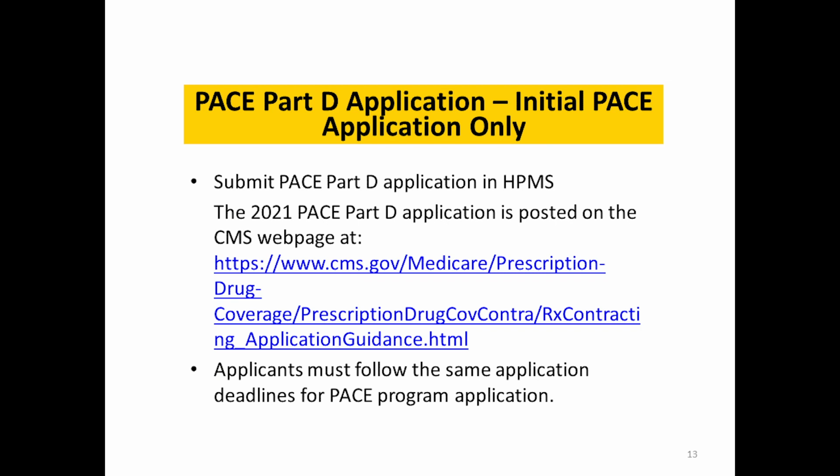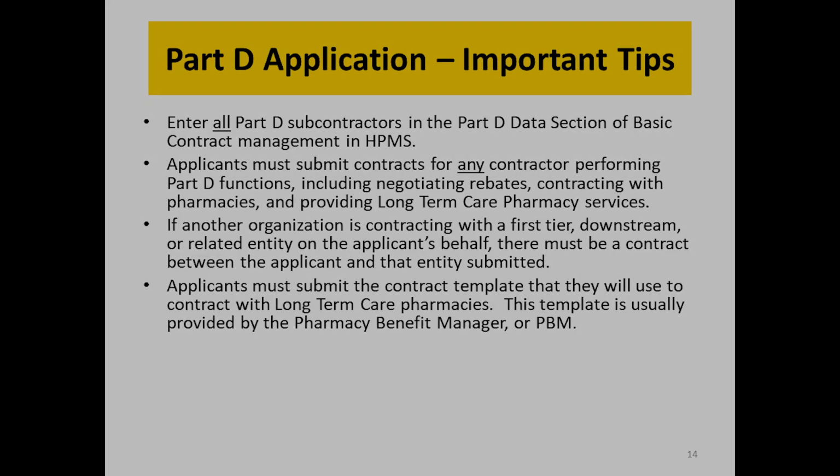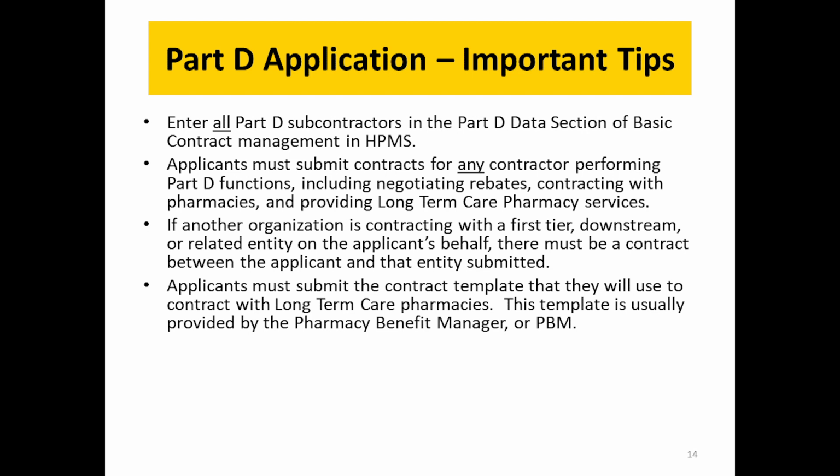CMS provides the contract templates and contract crosswalk documents for download from the application module in HPMS as well as on the CMS webpage cited in this slide. The next two slides describe important tips for the contracting section. First, be sure to enter all Part D subcontractors in the Part D data section of Basic Contract Management in HPMS. CMS uses this information to determine which contracts should be submitted in the PACE Part D application.